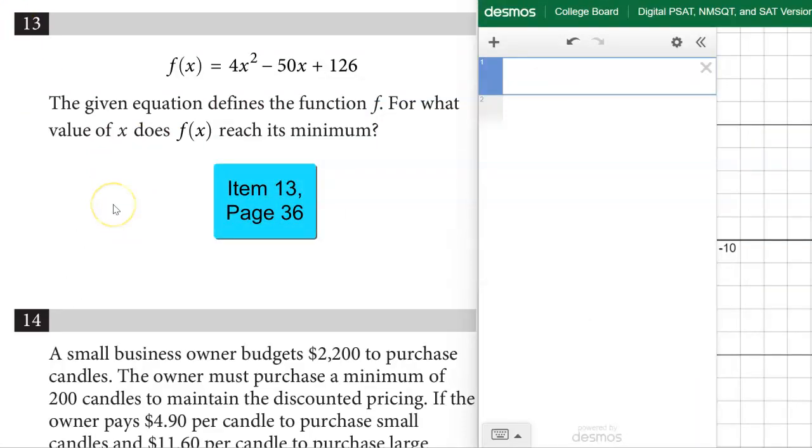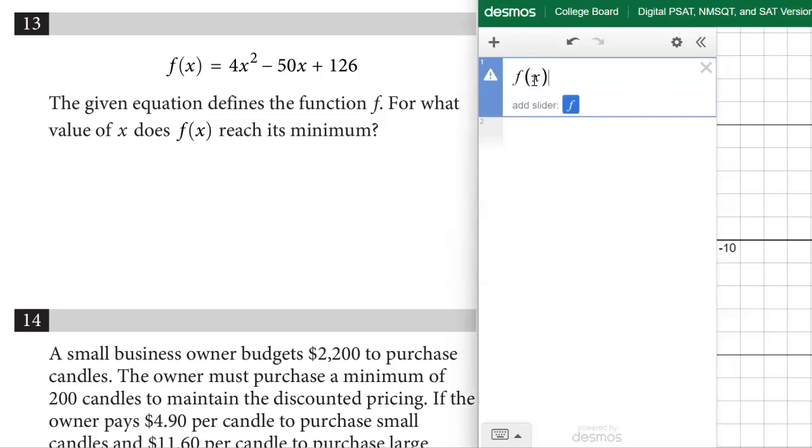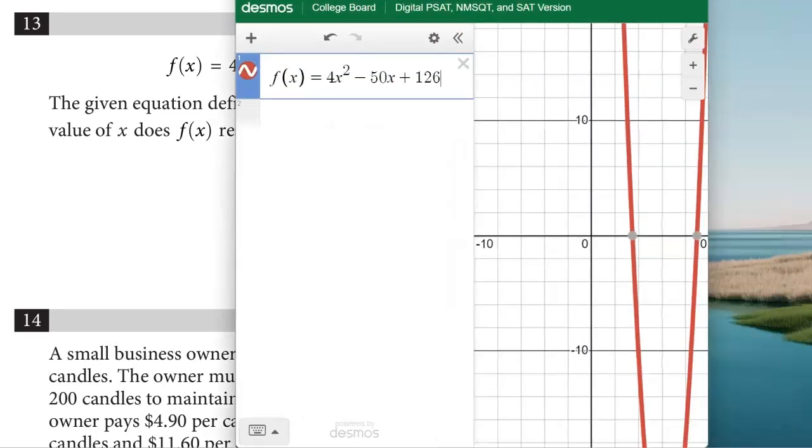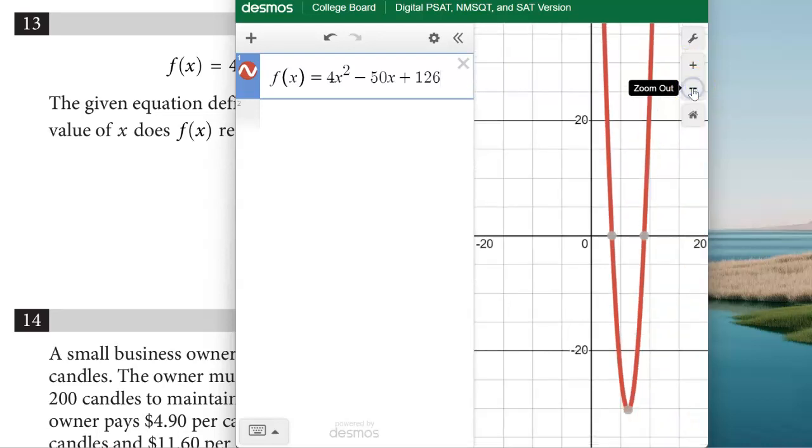The next item is item 13. We're given a function of x, and we're looking for a minimum on the graph. So if you'll type in the function just as it appears, you can see the function, but you can't really see the minimum. So if you'll use the zoom out, which is this bottom minus sign, or you can use your mouse wheel, you'll be able to see the minimum, and that's where the vertex is located.